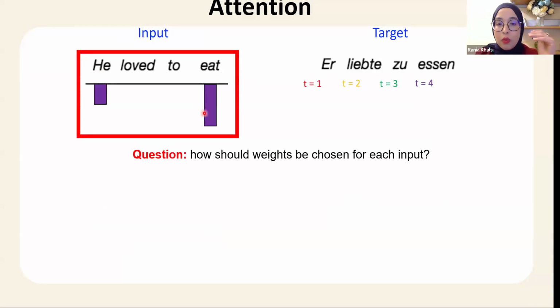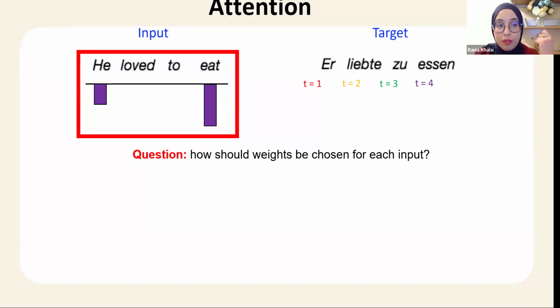And so we are reaching now an important question. How should weights be chosen for each input? This is very important. So the idea is clear. We try to explain the idea, and in this example, like at the fourth time step, for example, what we have, the most important weights are there.